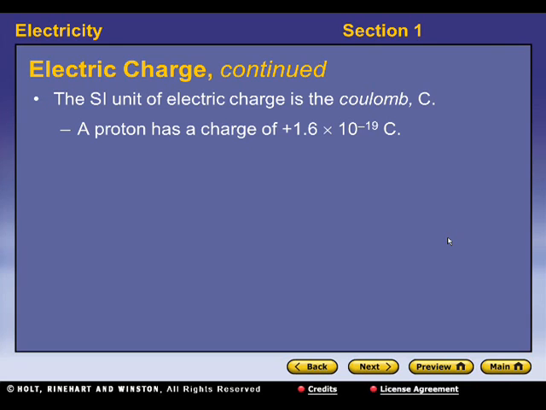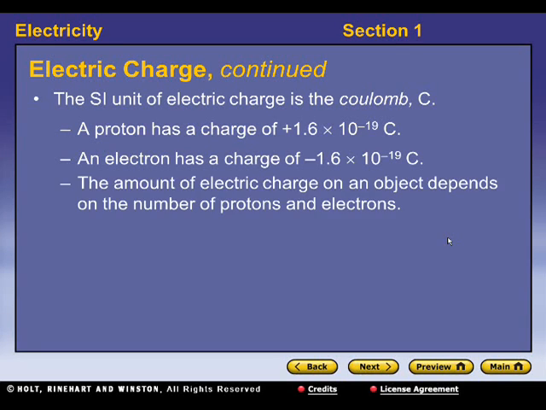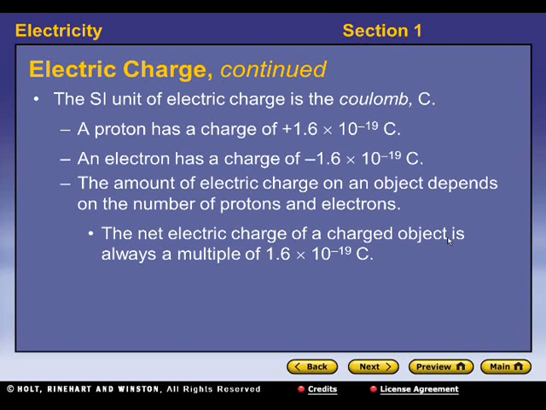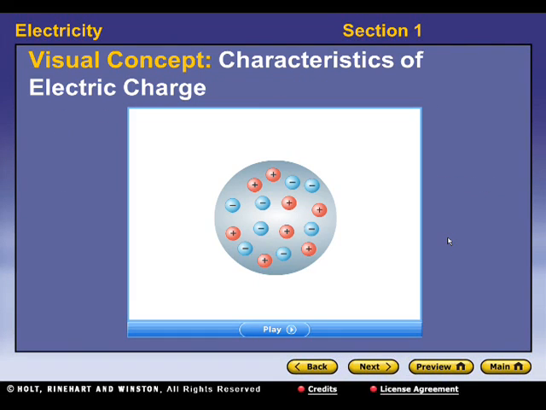So the SI unit of electric charge is called the coulomb, capital C. A proton has a charge of positive 1.6 times 10 to the negative 19th coulombs. An electron has the same value but negative in its charge. The amount of electrical charge on an object depends on the number of protons and electrons, and the net electric charge of a charged object is always multiples of 1.6 times 10 to the negative 19 coulombs. That's simply because you've either gained or lost electrons. Electrons have that specific value, so they'll be in multiples of that specific value.